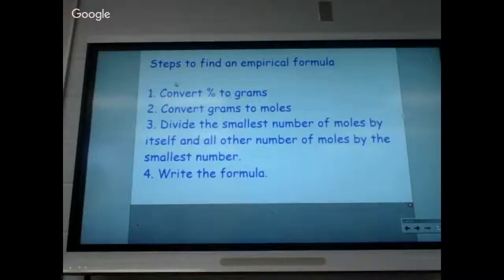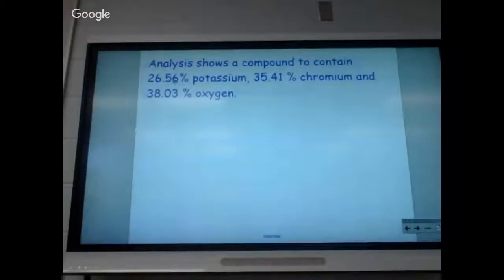And then in the problem we did on Friday, everything turned out to be a whole number and we wrote the formula, right? But does everything always turn out to be a whole number? No. So we haven't done a problem where everything didn't turn out to be a whole number. So now we need to learn how to do something where it doesn't turn out to be a whole number. So that's what we're going to start with.